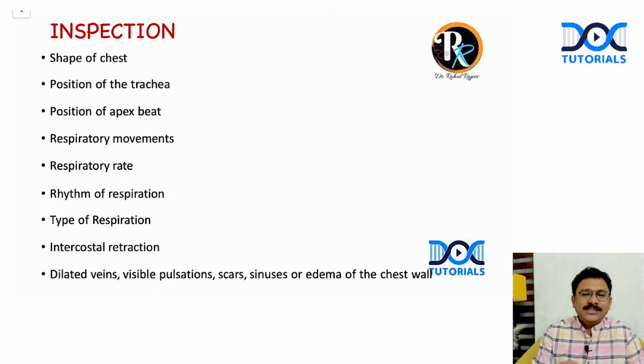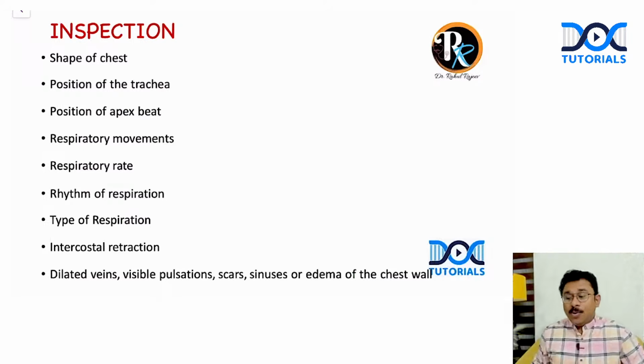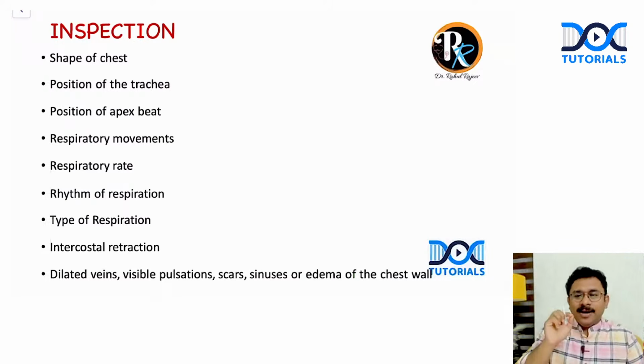Number one, shape of chest, position of trachea, position of apex beat, respiratory movements, respiratory rate, rhythm of respiration, type of respiration, intercostal retraction, and whether there are any dilated veins, visible pulsations, scars, sinuses, or edema of the chest wall. These are the important points that you should be looking at. Now, without wasting any time, I'll quickly take you through the important points which can be asked by the examiner regarding each of these.